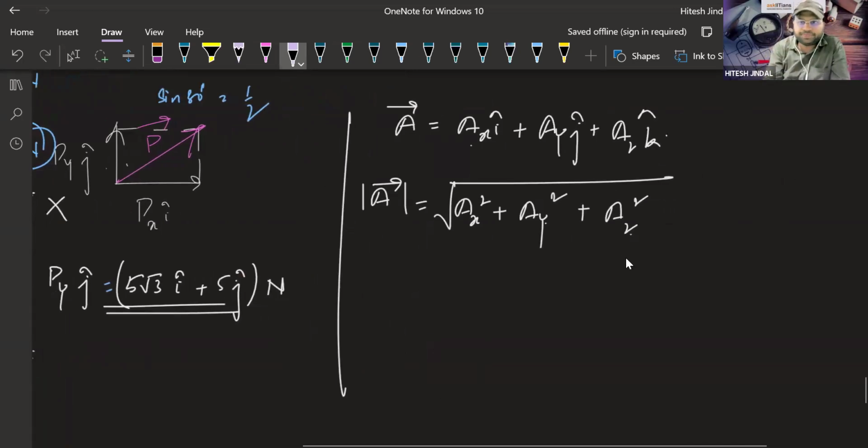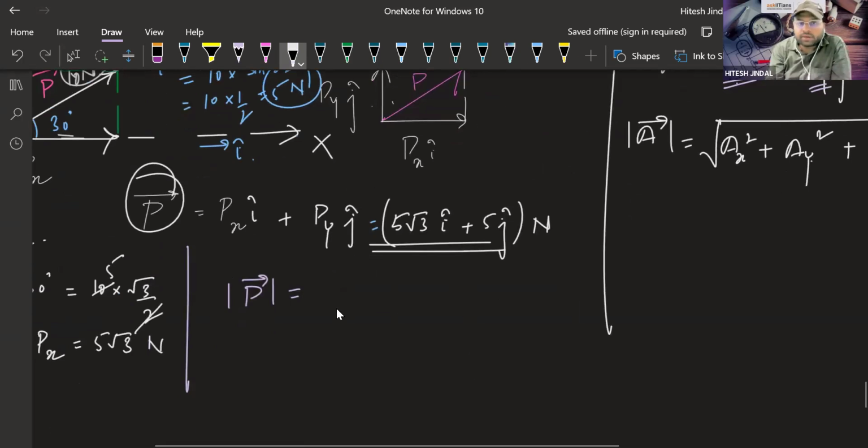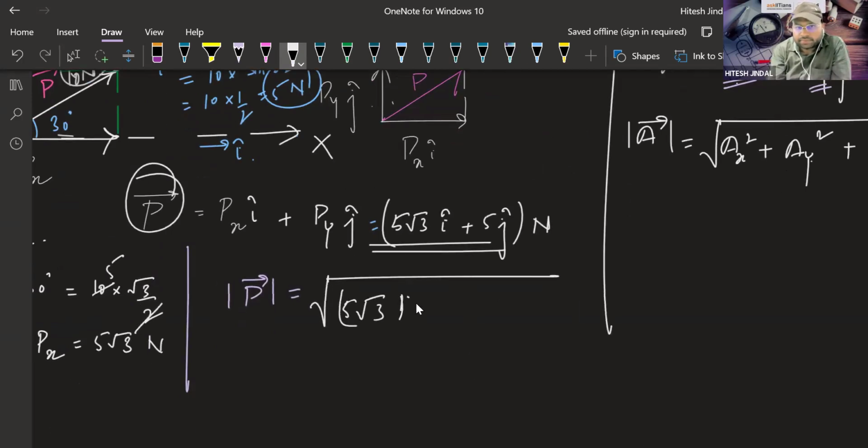That means you have to square the coefficients of i cap, j cap, and k cap. Square these coefficients, add them and put an under root there, right? So what is the magnitude of vector p here? Under root of the coefficient of i cap, which is 5 root 3, so 5 root 3 square plus 5 square, right? What should be the magnitude of vector p?